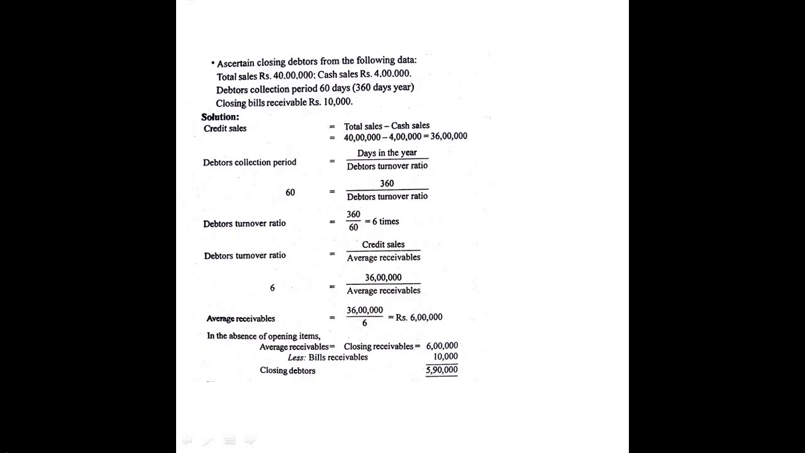Then debtors turnover ratio equal to credit sales divided by average receivables. Debtors turnover ratio we have found 6 times equal to credit sales 36 lakhs divided by average receivables. If you cross multiply, average receivable equal to 36 lakhs divided by 6, it comes around 6 lakhs. In the absence of opening items, average receivable equal to closing receivable, that is 6 lakhs minus bills receivable 10,000, closing debtors it is 5 lakh 90,000.